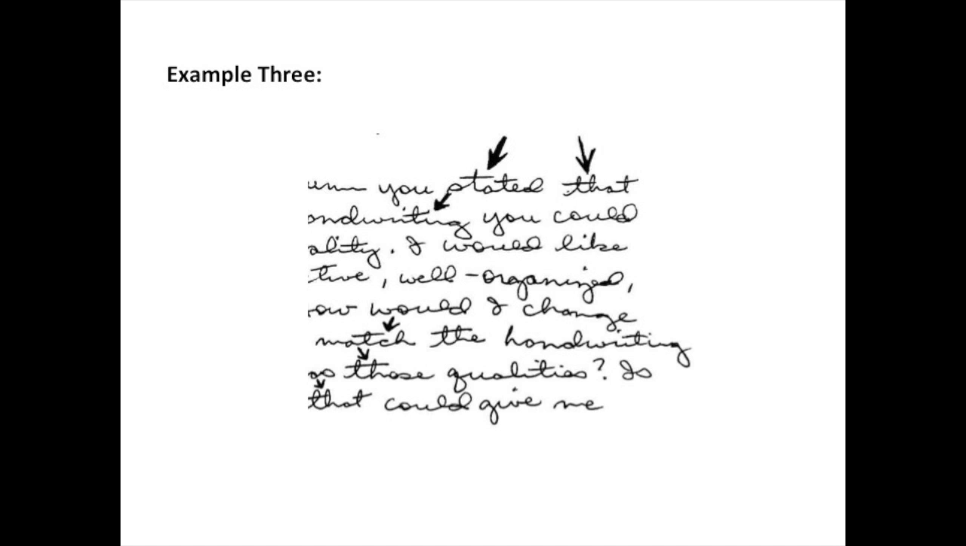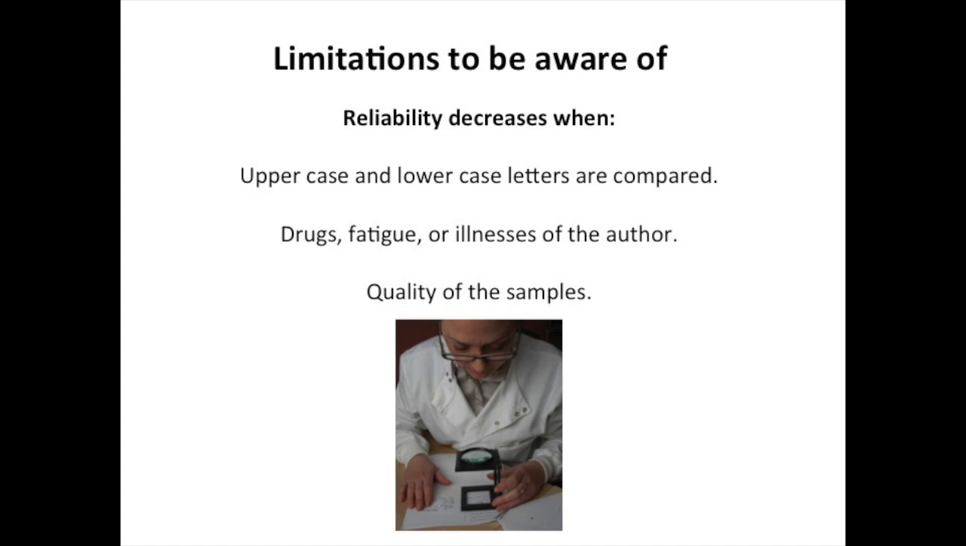The third example shows a person who has a distinct way of writing their T's. They write these with a loop and a long cross, a unique combination or an individual characteristic that could be used to inform a match decision in a handwriting analysis.